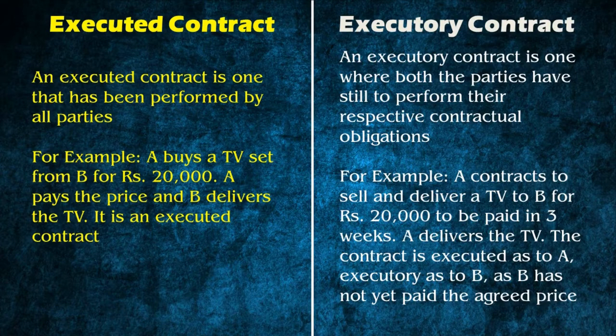For example, A contracts to sell and deliver a TV to B for Rs. 20,000 to be paid in 3 weeks. A delivers the TV. The contract is executed as to A, executory as to B, as B has not yet paid the agreed price.